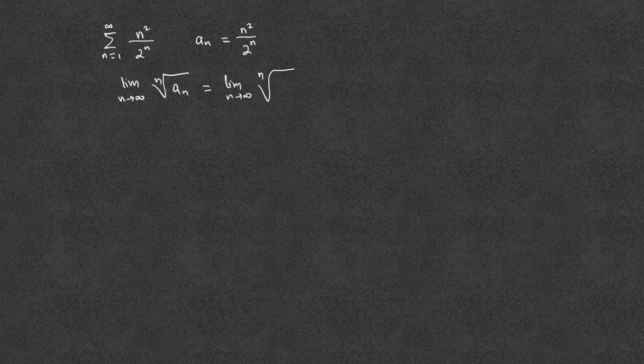The series n squared over 2 to the n, where the a sub n term is n squared over 2 to the n. In general, if the n power is present in the a sub n term, we use the root test. The n-th root of a sub n is the n-th root of n squared over 2 to the n, which is the limit as n goes to infinity of n to the power 2 over n, over 2.